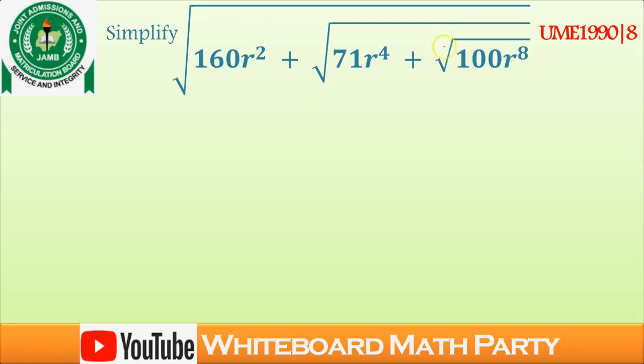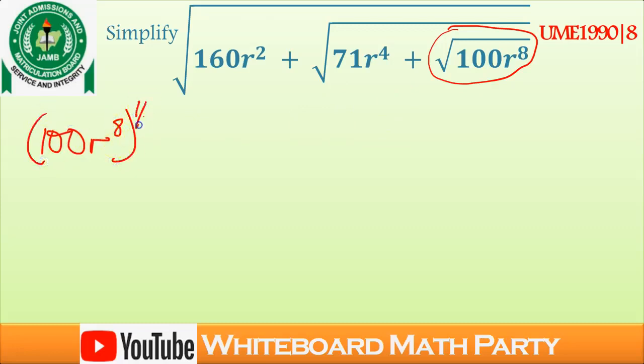The question also came from the same exam body. So, a strategy you can apply to solve this is to do it in bits. So, let's solve it and see what you can do. I'm going to begin by solving the part that requires the square root of 100 r to the power of 8. So, to rewrite this part of the question, I can write it simply as 100 r to the power of 8 and close the bracket raised to the power of half.